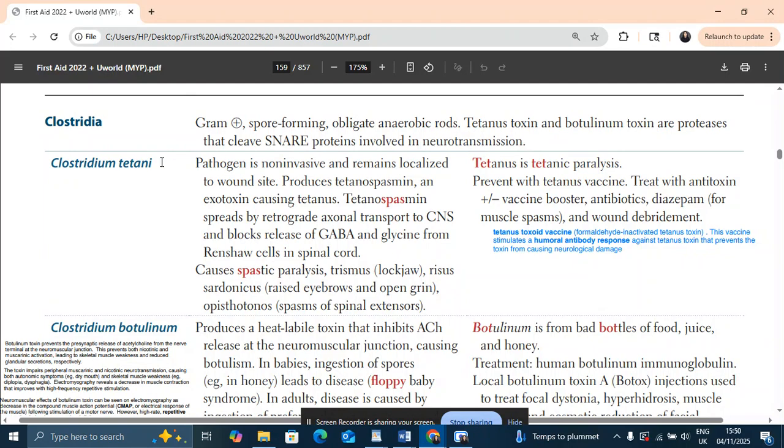So this is the explanation of Clostridium tetani, and we have talked about tetanus. We have covered everything. We have covered all high yield points related to Clostridium tetani.